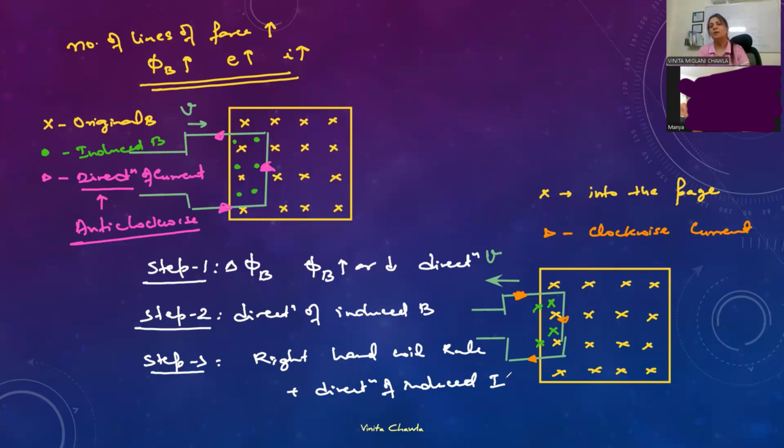This is how you are supposed to write in your exam. In these 3 steps, you will write the answer. And the direction of the induced magnetic field, and whether it is going to support or oppose the original magnetic field, you can mention in the second step only. Right? So in these 3 steps, you're expected to answer these kind of questions in your exam.